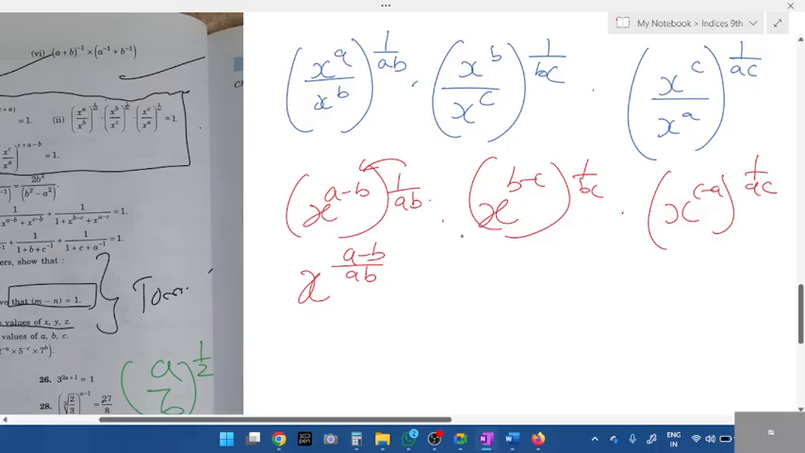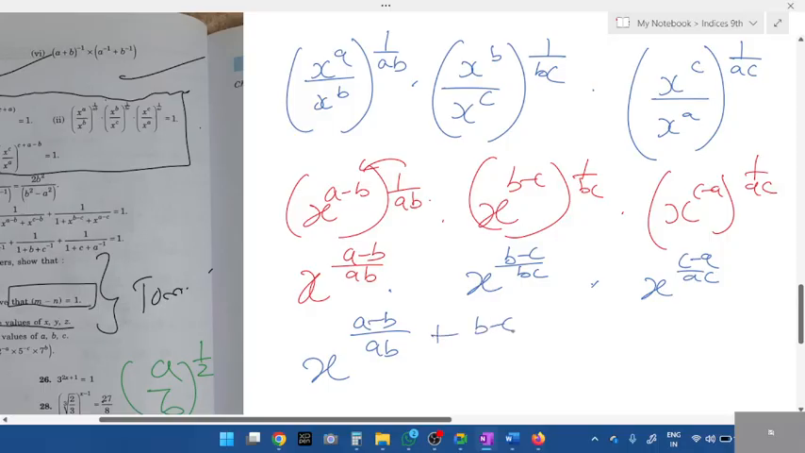Not just copying, Delisha, completed. What do you get? Next. If all three base is same and multiplication is given, add or subtract. What do you get? Plus bc plus c minus a divided by ac.